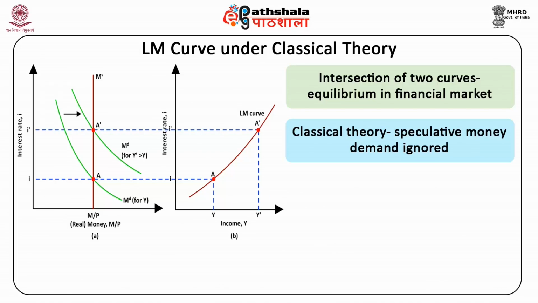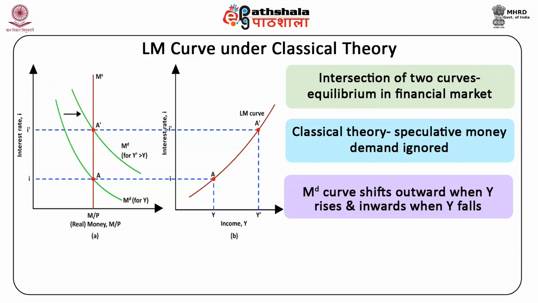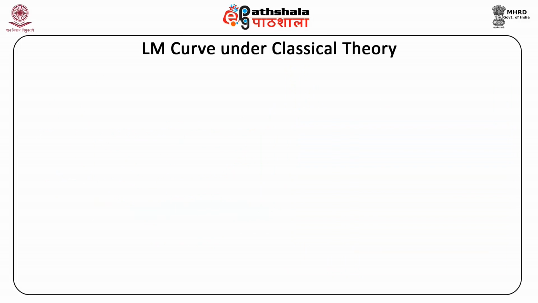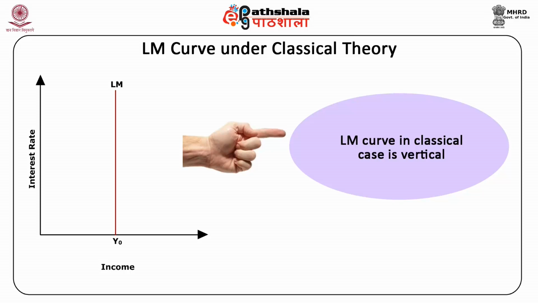In classical theory, demand for money does not depend upon interest rates, that is, the speculative demand for money is ignored. MD curve shifts outward when Y rises and inwards when Y falls. As such, there is only one income level where MS and MD curves will coincide, and this gives us our money market equilibrium. The LM curve plotted in the classical case is therefore vertical.